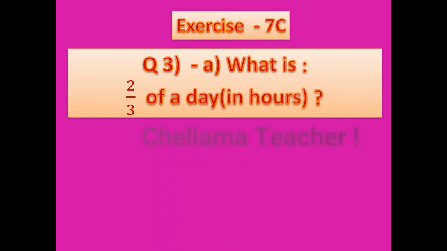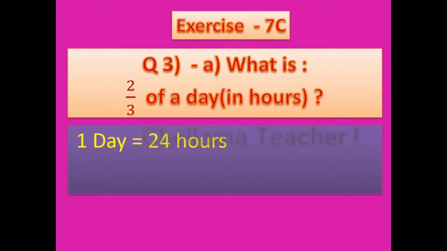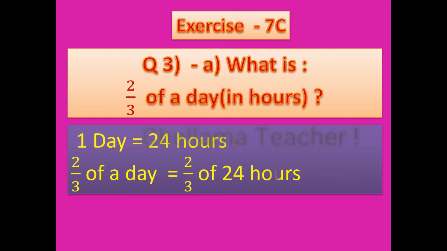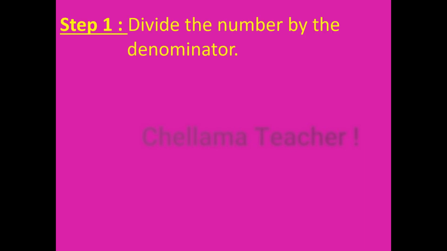Question 3, part A. What is 2/3 of a day in hours? One day is equal to 24 hours. 2/3 of a day is equal to 2/3 of 24 hours. Let's solve the problem step by step. Here, step 1. Divide the number by the denominator. So, the number 24 is to be divided by 3, which is equal to 8.